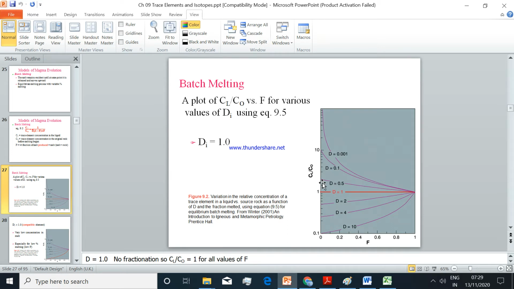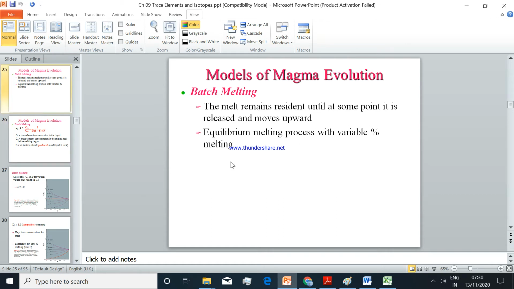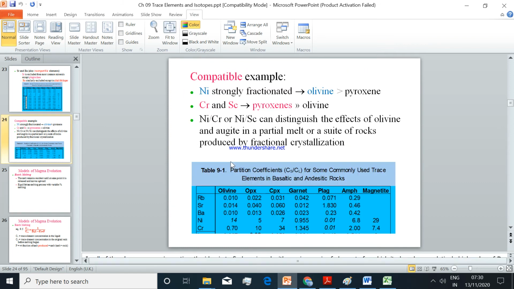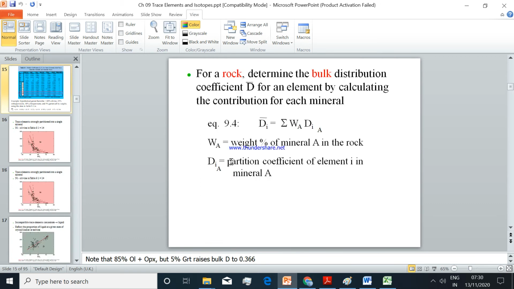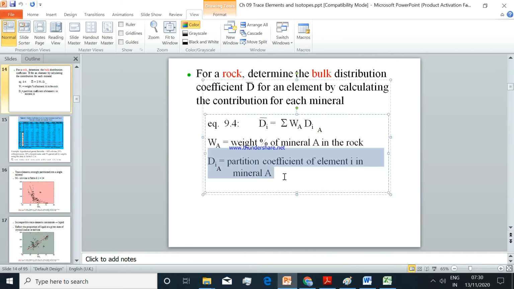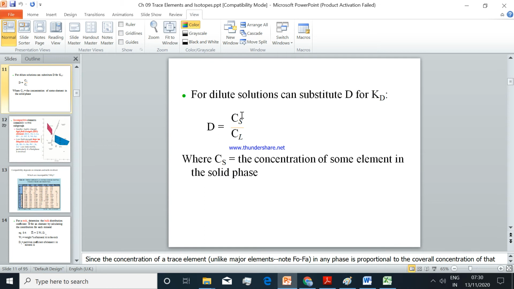And if we try to analyze a diagram in terms of an element where D is taken as the partition coefficient, in terms of the mineral and the melt, this is how it is written: the partition coefficient of i in mineral, D-i-bar, is the concentration in the solid divided by the concentration in the liquid, where Cs is the concentration in the solid and Cl is the concentration in the liquid.